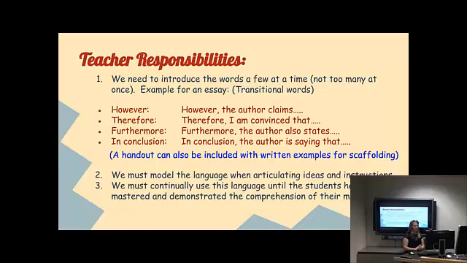We must model the language when articulating ideas and instructions for our students. We must continually use language until the students have mastered and demonstrated the comprehension of their meanings. That doesn't mean they're all going to get it. You know, some are going to get it right away and some of them are not. And so there might be some that get very few. But as long as we keep them moving forward.